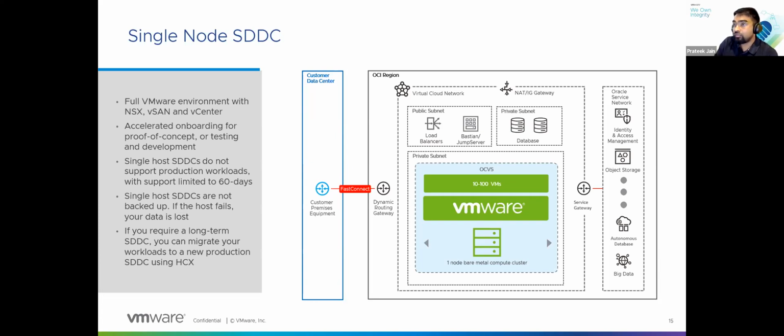You would get the complete look and feel of how the OCVS SDDC would look with complete access, but it is only available with limited support for 60 days. There is no SLA. If the host fails, the data is gone because of vSAN being there. If you require a long-term SDDC, you would have to move your workloads using HCX from this SDDC to another SDDC, and Oracle provides a value-added service called Oracle Lift and Shift services, where they would help you move workloads from a POC single node SDDC to a production SDDC.